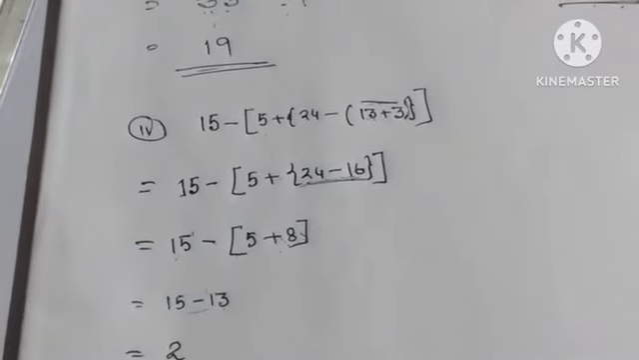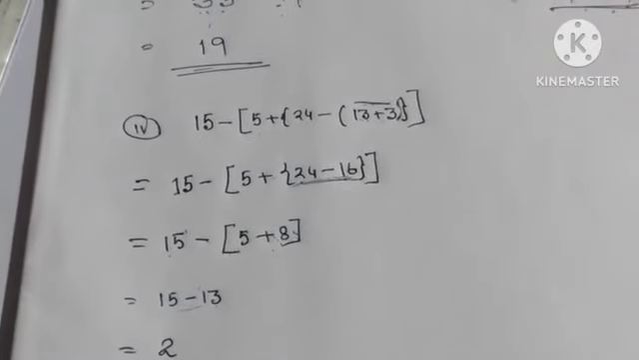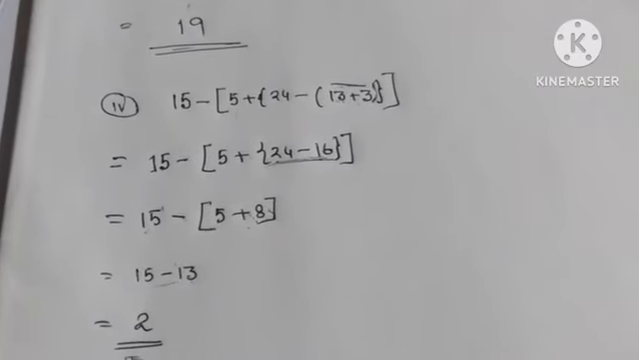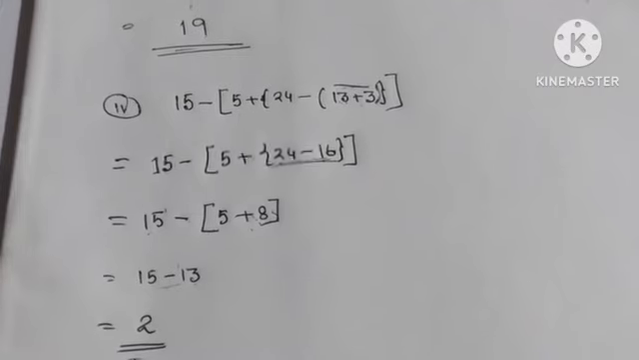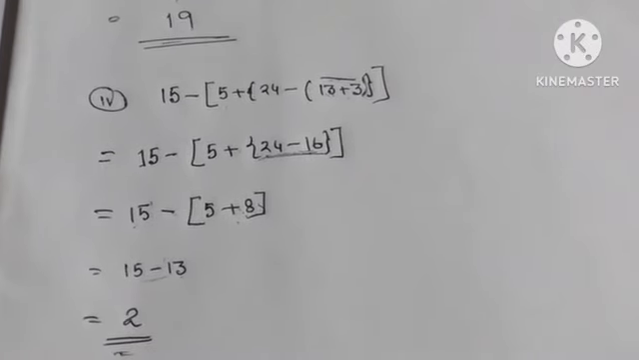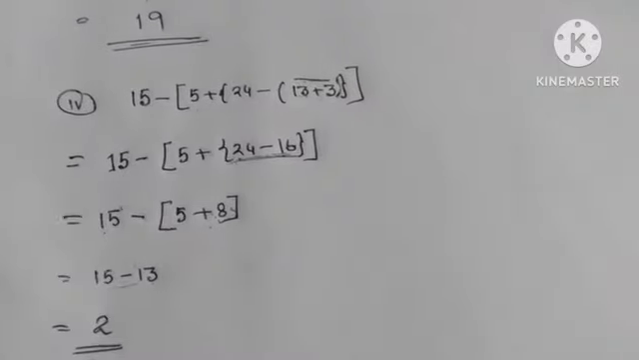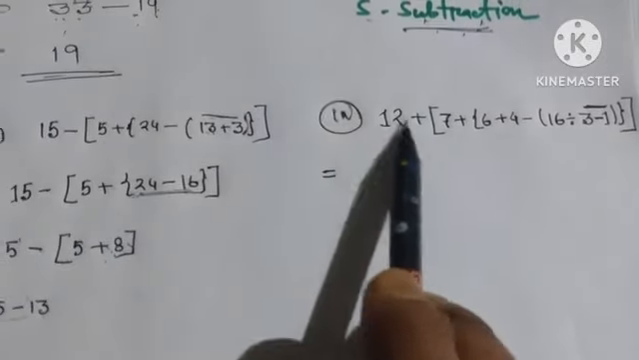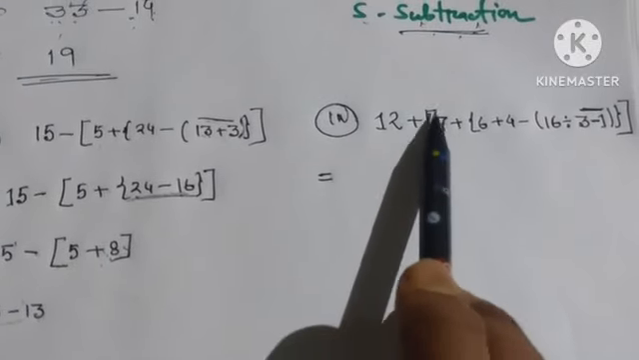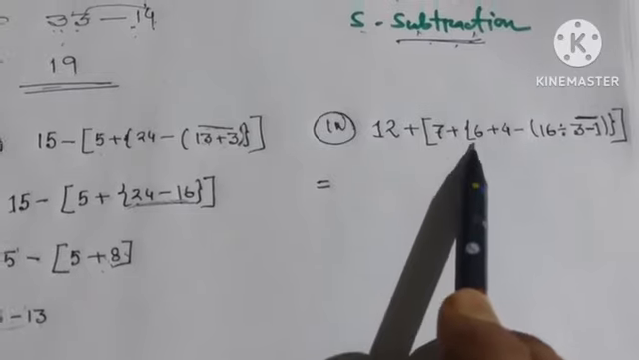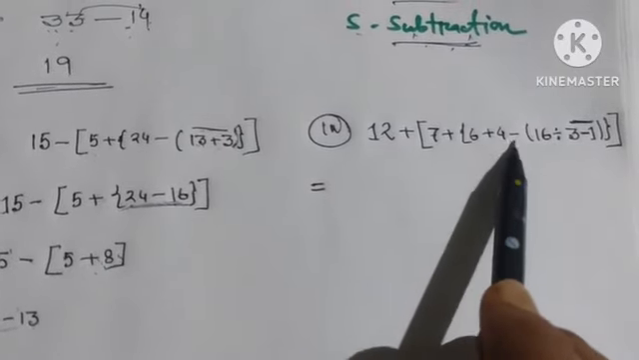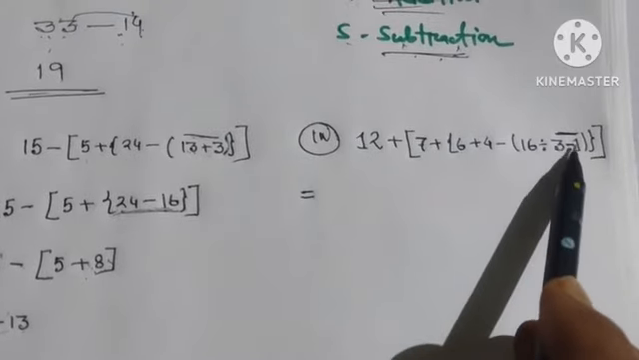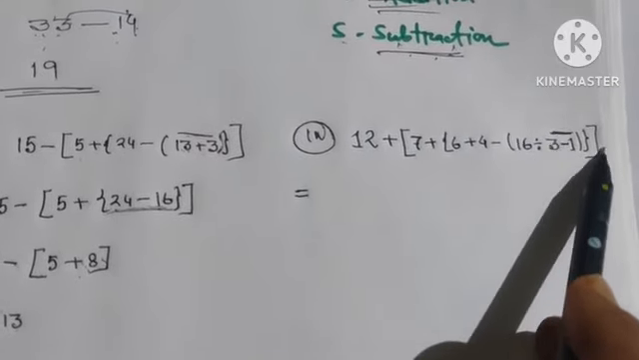Now we go to the third example, by which you can easily understand the whole concept, and you can do any such types of questions without hesitation. Okay. Now let us go to the third one. The third question is given: 12 plus the big bracket start 7 plus 6 curly bracket start 6 plus 4 minus the small bracket start 16 divided by 3 minus 1, the line bracket starts and ends, and all the brackets end.